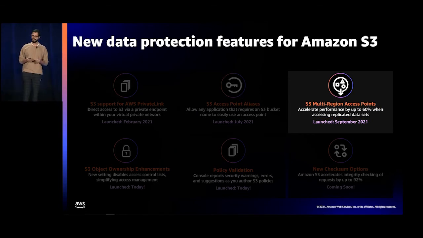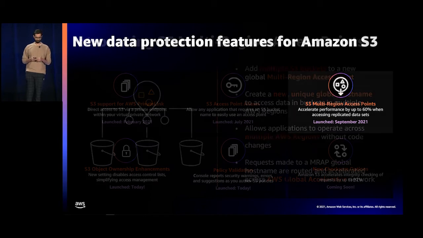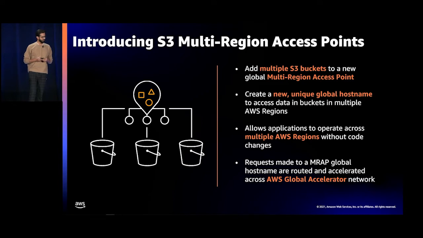Now let's talk about a new capability that we launched recently, multi-region access points. Customers told us that they want an easy way to store, replicate, and access copies of Amazon S3 data stored in multiple AWS regions. So in September this year, we introduced multi-region access points, or MRAP. With multi-region access points, you can accelerate and simplify storage for multi-region applications. It provides you a single global endpoint to access a replicated dataset stored across multiple buckets in S3.